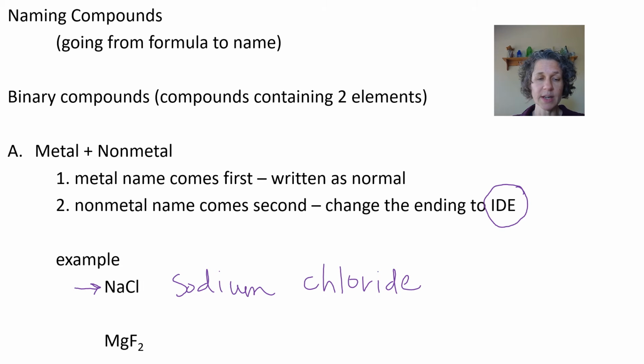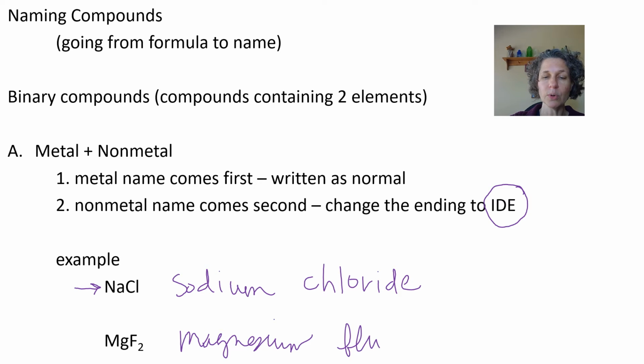And that's all you do. In this next example, the subscripts, the little numbers that are in there, don't change a thing. You don't do anything with the number, you still are just naming the elements. So Mg is magnesium, and then F is fluorine, and that becomes fluoride. All right, so there we go. Very straightforward. Like I said, we'll do a lot of practice, and for some of you it's going to click really quick, which will be great. And some of you, if it doesn't, we'll do a lot of practice.